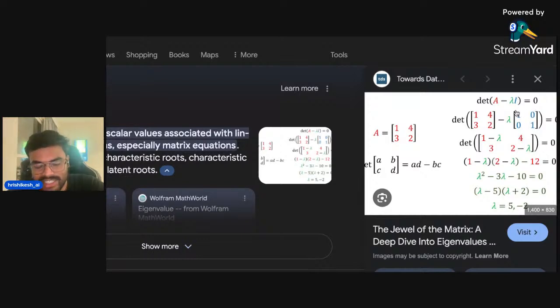Now, I is the identity matrix. An identity matrix has zero values in all other places and the unit value of one in all the diagonal positions. So 1 minus lambda and 2 minus lambda, and here it's 0, and with the help of that we got the eigenvalues of 3 and minus 2.